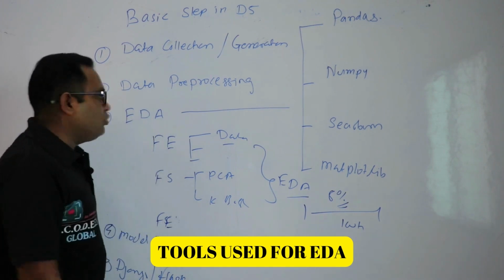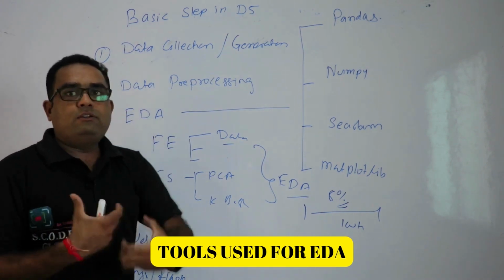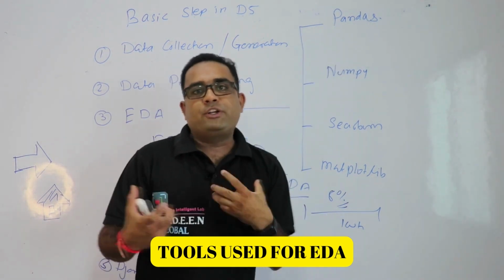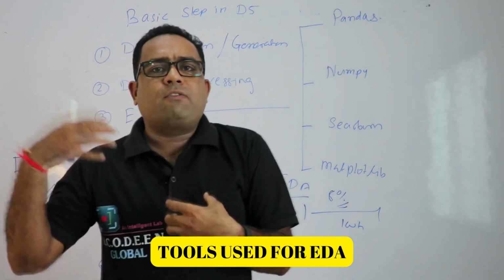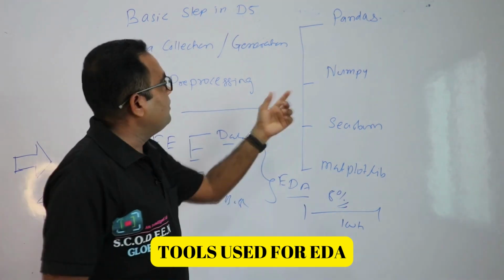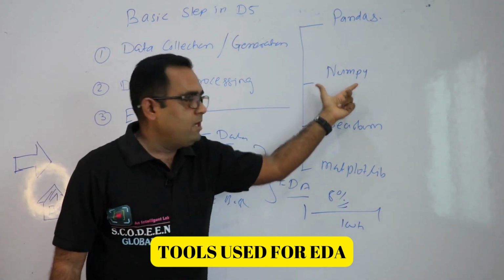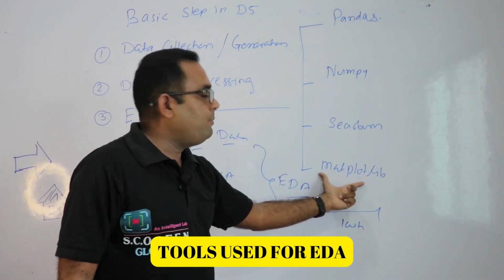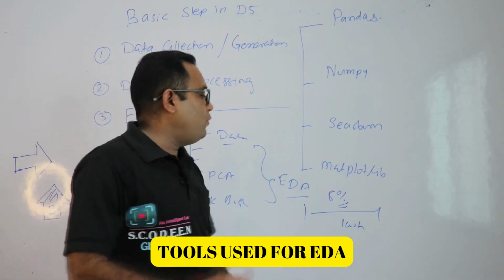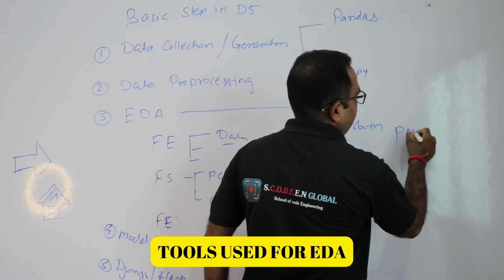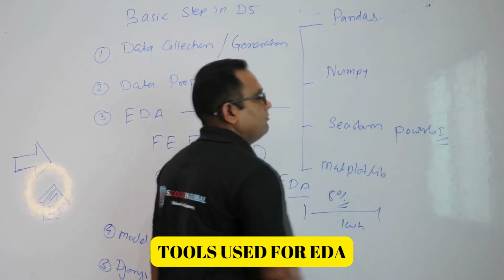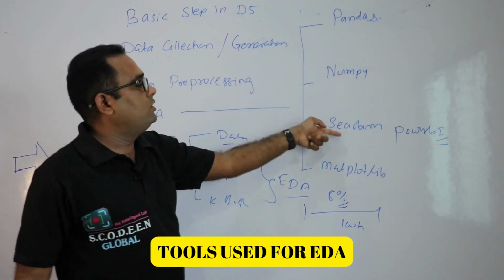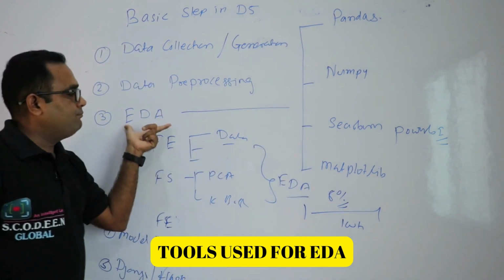First of all, EDA can be done through different tools. That means we can do exploratory data analysis by using pandas, or we can use PySpark. Here we have NumPy, we have Seaborn, and we can do the visualization with the help of Matplotlib. Also we can use Power BI or Tableau. So these are the tools used for EDA.